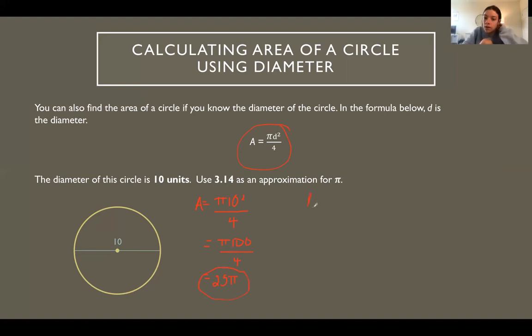If we want to do the math, it's going to be A is approximately 3.14 times 25, and that gives us A is approximately 78.5. Again, those mean the same thing.